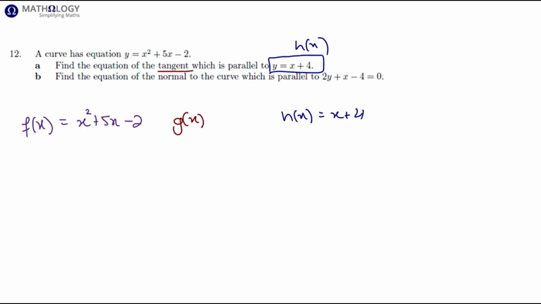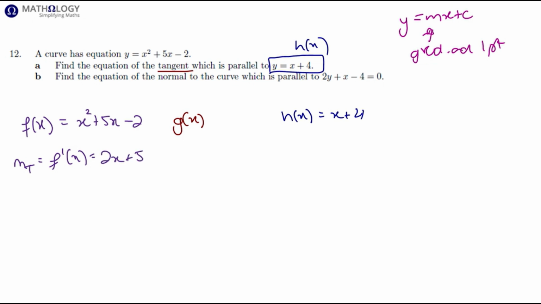So to find the equation of a tangent, okay, a tangent is a straight line. Y equals mx plus c represents the general equation of a straight line. To find the equation of a straight line, we need to know the gradient of the line and one point that lies on the line. So to find the equation of a tangent, we're first going to find the gradient of the tangent. The gradient of a tangent we can get from a curve by differentiating that curve. So the gradient of the tangent we're going to get from f prime x, which equals 2x plus 5.